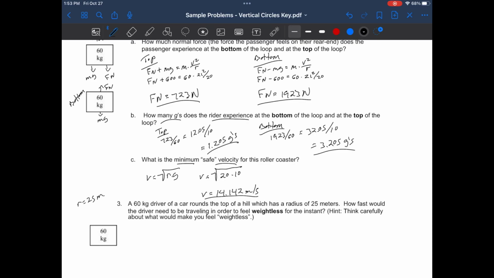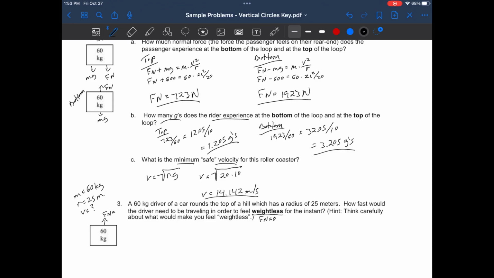Last question, a 60 kilogram driver. So we've got mass of 60 kilograms, radius 25 meters. We're looking for the velocity to become weightless. Now weightless, we know force normal is 0. And for a driver in a car, the force normal is what's pushing up. We've got gravity down. We know force normal would be what would cause the driver to be in circular motion.